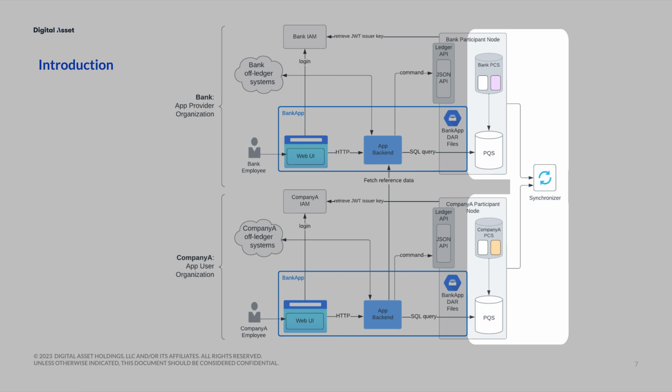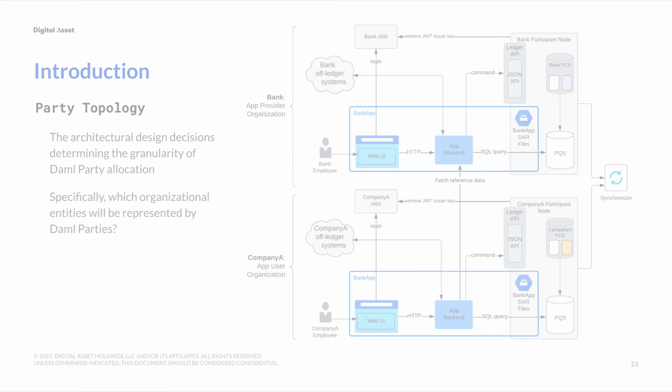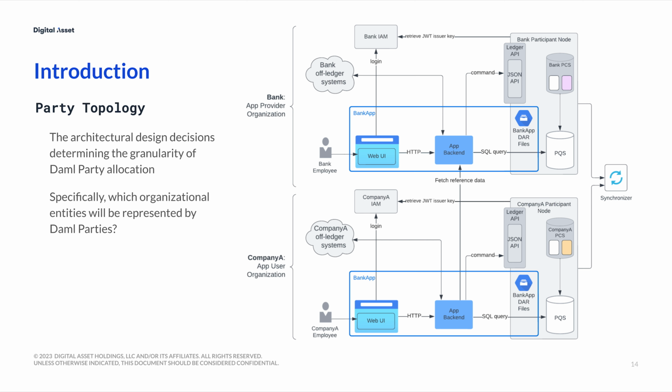In Daml applications, they are used to represent the organizations interacting with each other in a synchronized manner over the ledger. Obtaining the ability to act as a party is to obtain the ability to act as the organization. Obtaining the ability to read as a party is to obtain the ability to observe every contract or ledger event visible to the organization or organizational entity that party represents. As a result, your Daml party topology, deciding the granularity of what organizational entity a party represents within your application, is a critical design concern.